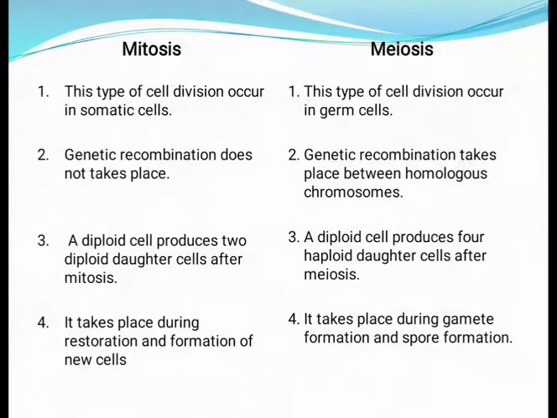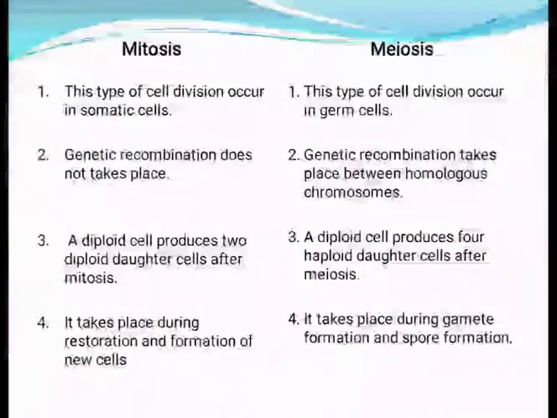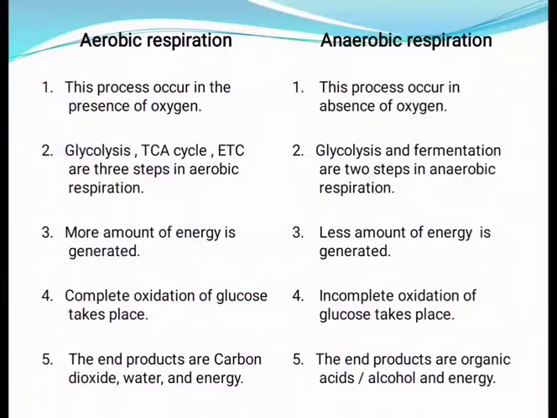Fourth, mitosis takes place during restoration and formation of new cells. It means mitosis takes place when there is any kind of injury or hurt in any type of cell. So to restore that injured cell, mitosis takes place, and new cells are formed. In meiosis, it takes place during gamete formation and spore formation. Obviously gametes and spores are involved in reproduction. That's why their formation takes place by meiosis.